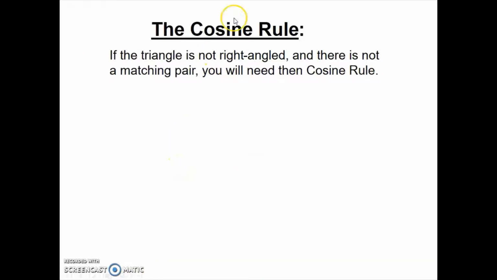Okay, so what we know so far is we use the cosine rule when the triangle is not right angled and there is not a matching pair. So if you have two matching pairs in terms of sides and angles, that would suggest you're using the sine rule. Other than that, we will need to think of the criteria and apply the cosine rule.